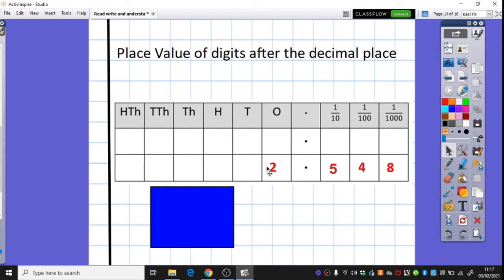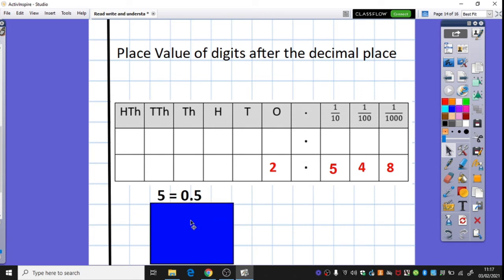Obviously 2 is worth 2 ones. Starting with our 5 then is worth 0.5 because that's the same as 5/10. Then our 4 is worth 4/100, so we record that as 0.04. You can see we must make sure our 4 is in the right column, in that right place value, in order for us to read it and understand the value correctly.